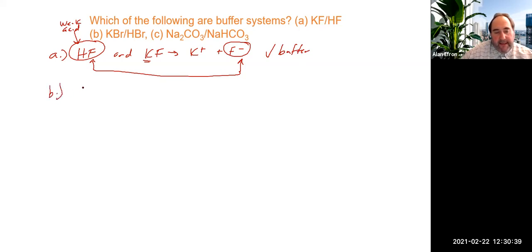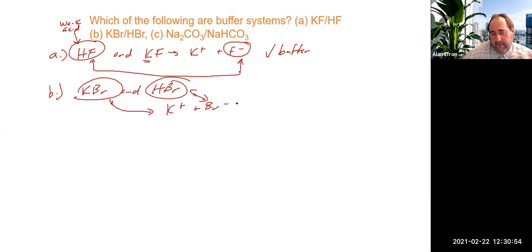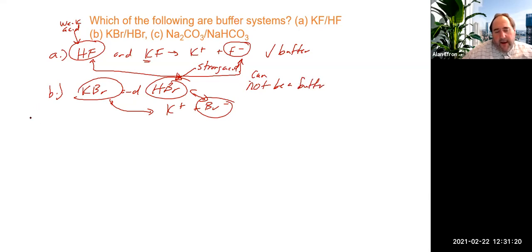If we look at B, same idea. We got KBr and HBr. KBr, again, a salt, going to break apart into K+ and Br-. So again, we do have two things here that are related to each other. So you might be thinking it is a buffer, but one important part is this is actually HBr, and this is a strong acid. And a strong acid cannot be a buffer. So this cannot be a buffer.